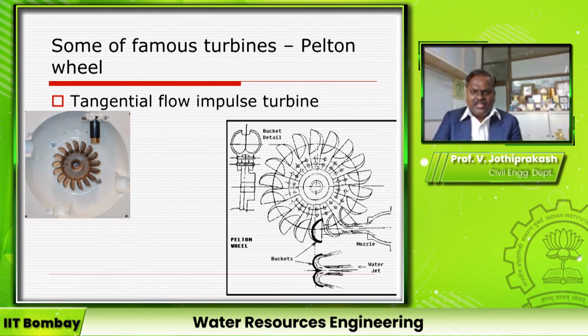The impinging velocity, exit velocity, and tangential velocity are all estimated using a simple hydraulic calculation called velocity triangles, which you might have studied in your hydraulic engineering.